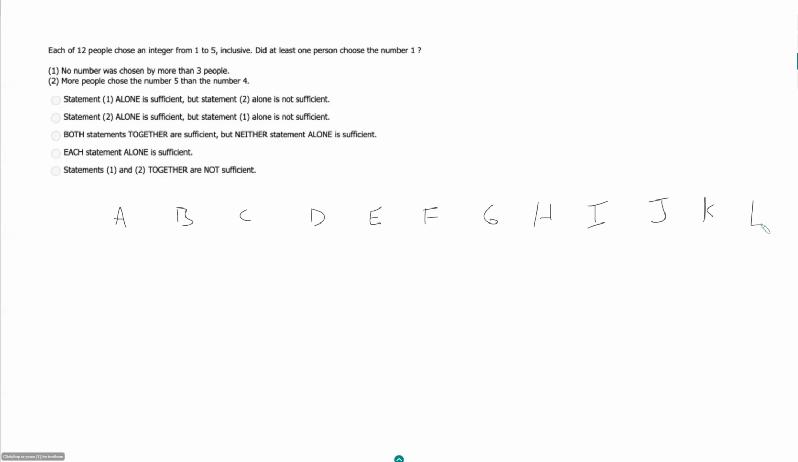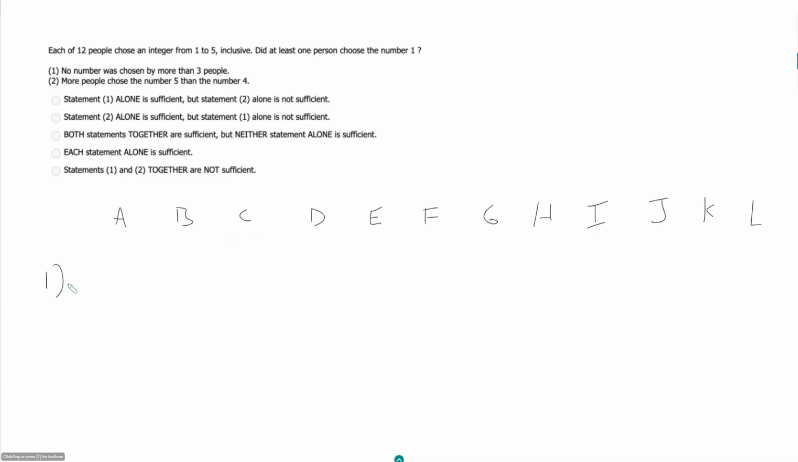So did at least one person choose the number 1? Certainly, if nobody were to choose the number 1, that means there's going to be a lot of repeats, people choosing the same numbers and numbers other than 1. So with that in mind, we don't really know anything else. Let's look at our statements.